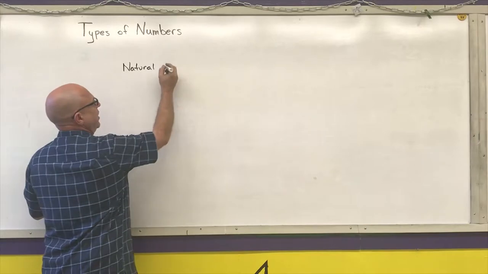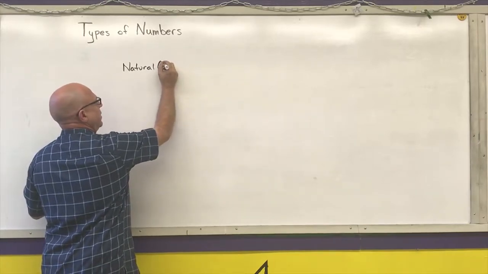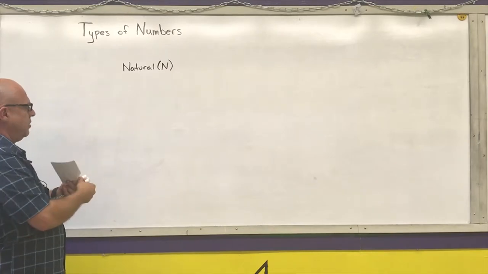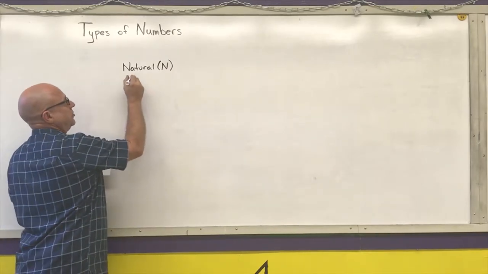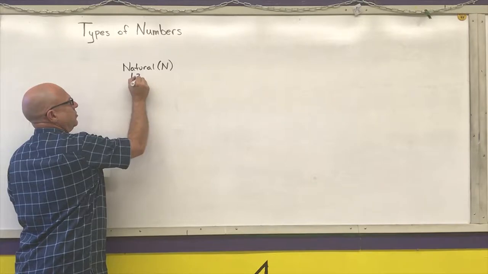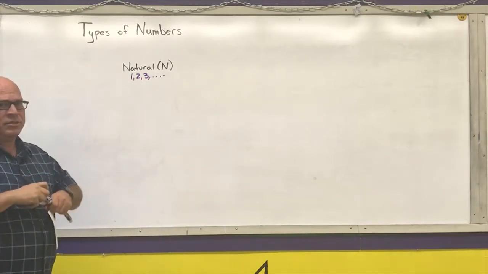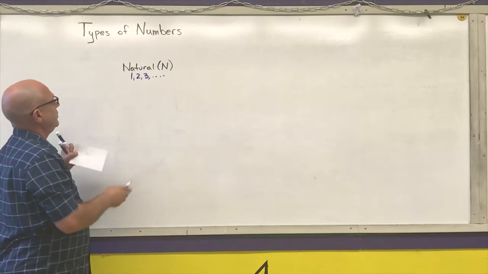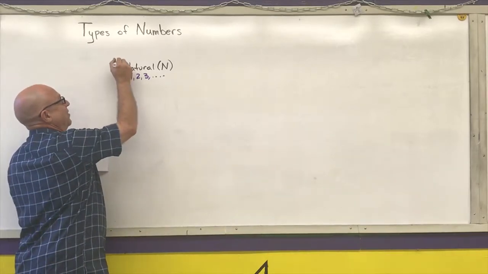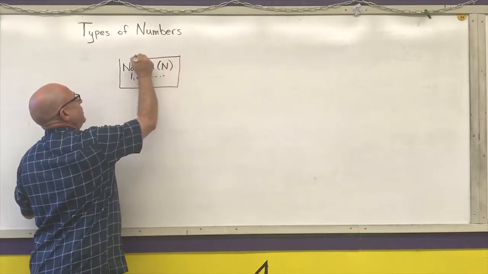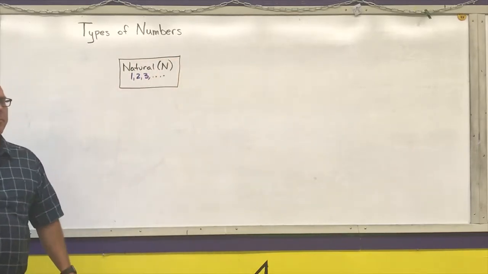And the natural numbers have the symbol capital N. And these are our counting numbers, 1, 2, 3, on up. So you first learn how to count, count how many of each type of item there is, and that gives us our natural numbers.